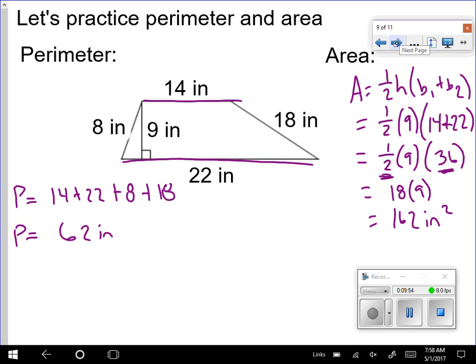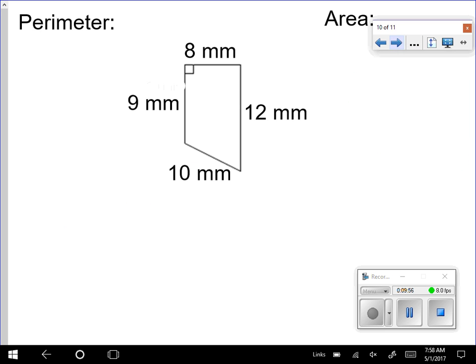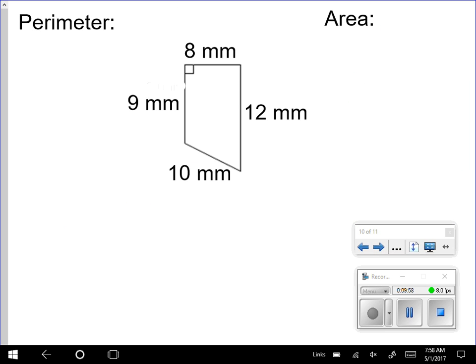The last example you have here, you're going to try on your own. Go ahead and pause the screen, find the area and the perimeter of this trapezoid. Realize you have it kind of turned around. Your bases may not be where you have seen them in the past. So just be careful there on where you put your bases. Check for where your height might be.